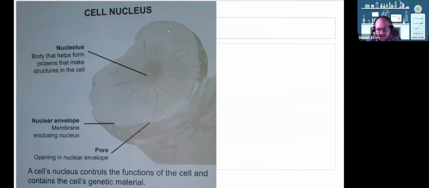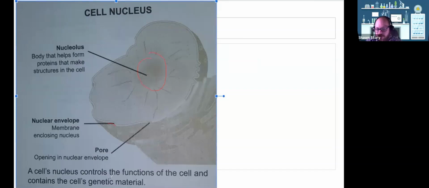So here we see our diagram. The nucleolus is the center of the nucleus, the body that helps form proteins to make the structure of the cell. We have the nuclear envelope, membrane that encloses the nucleus. We have pores, opening in the nuclear envelope.